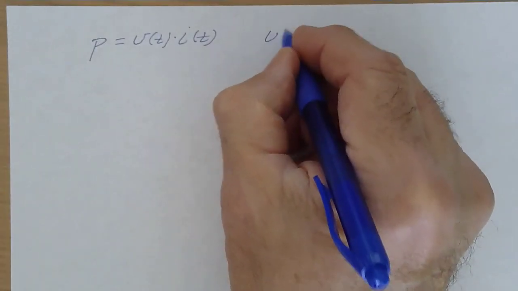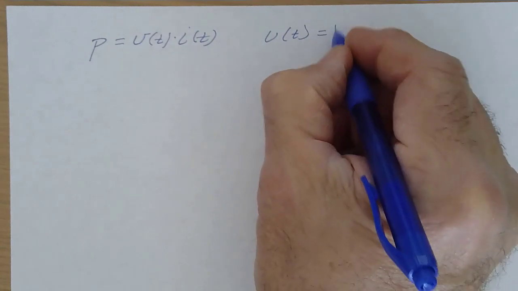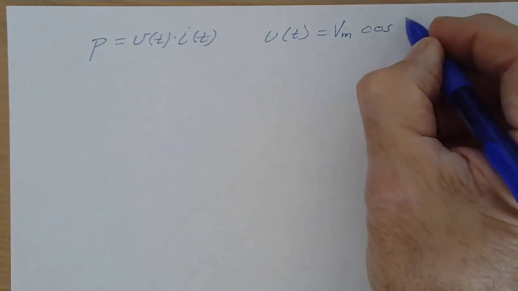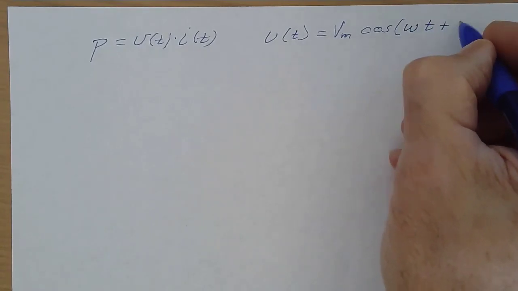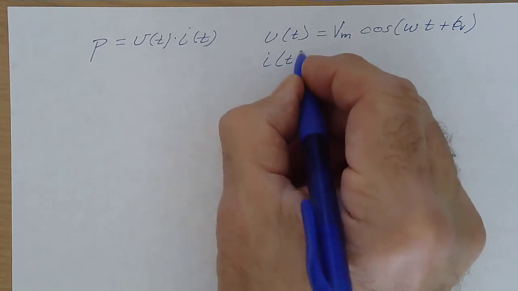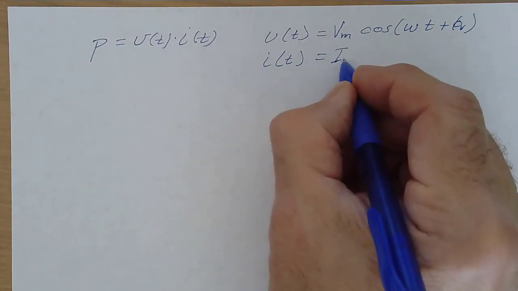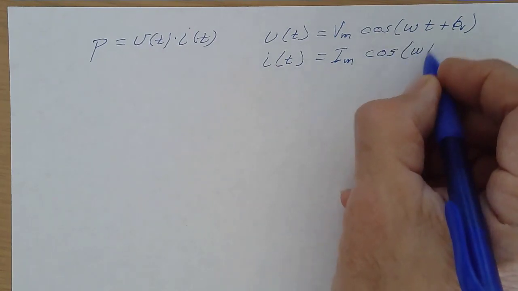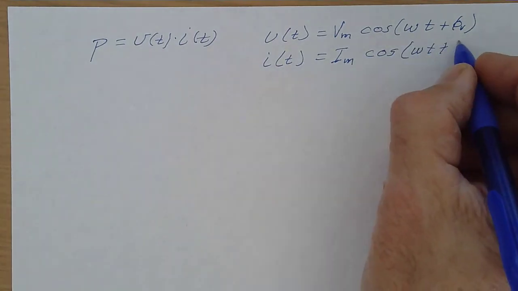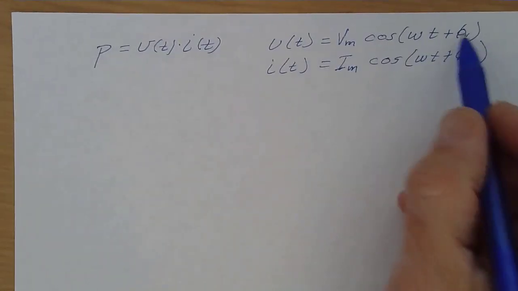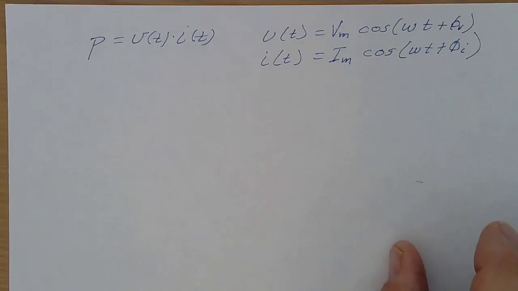What we get is, if v of t is equal to some magnitude Vm cosine omega t plus a phase angle, and current then is equal to a magnitude of Im cosine omega t plus the phase angle of i, right? A phase angle for voltage, a phase angle for current.